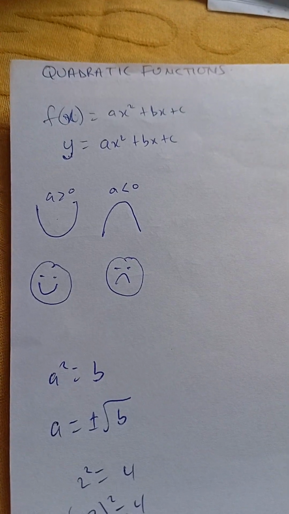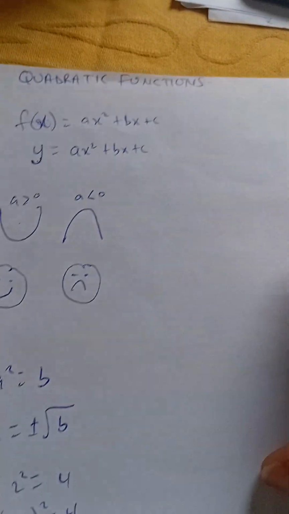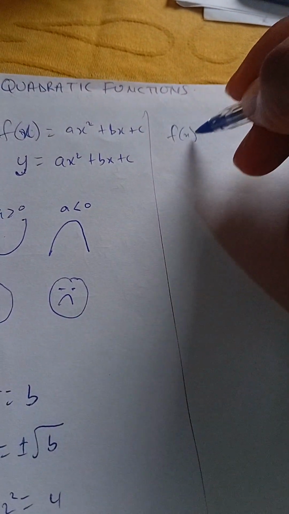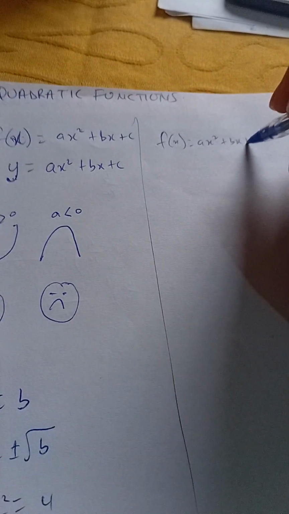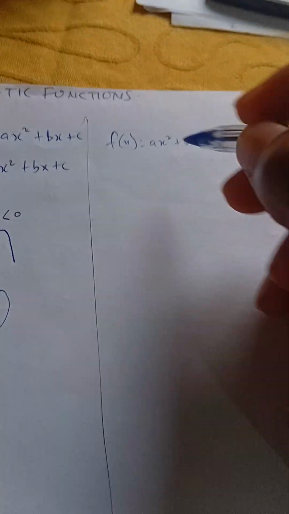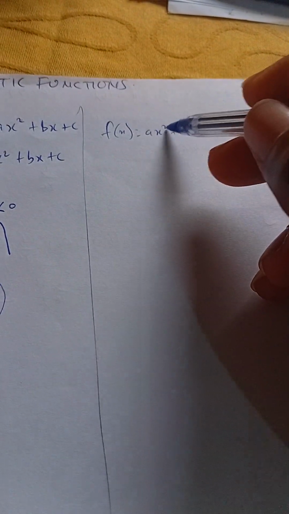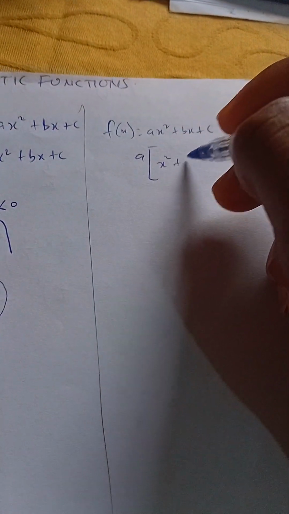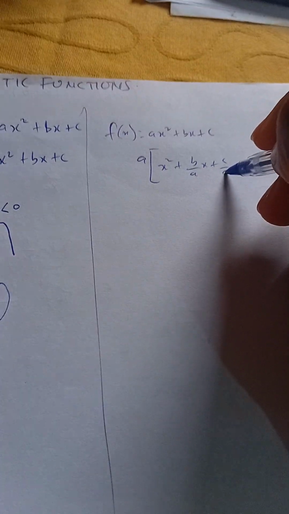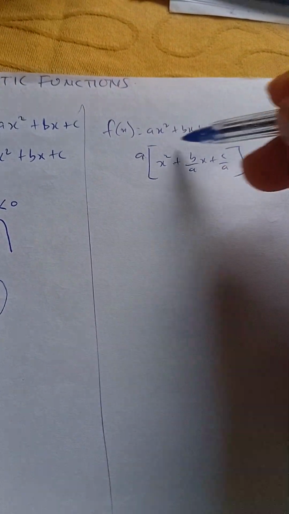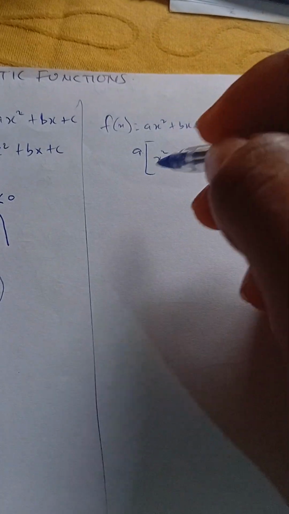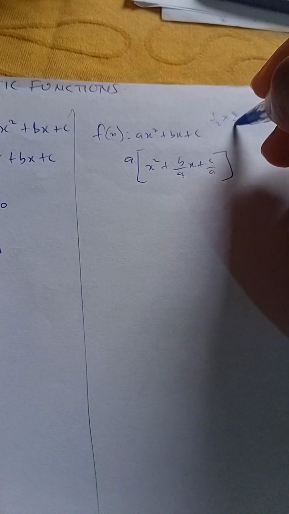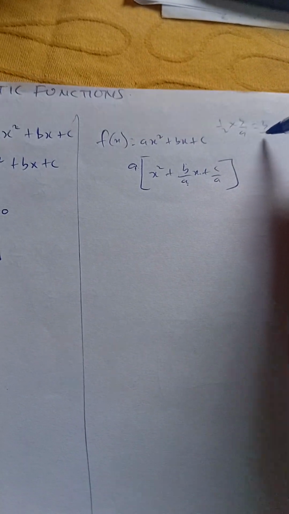Then we move straight to completing the square. How do we complete the squares for a quadratic function? f of x equals ax squared plus bx plus c. We want to complete the squares, so make sure that the coefficient of x squared is 1. So we can factorize out the a. If I multiply through by a, I'll get this. Now you look at the coefficient of x, which is b on a. Find half of b on a. You are going to get b on 2a.